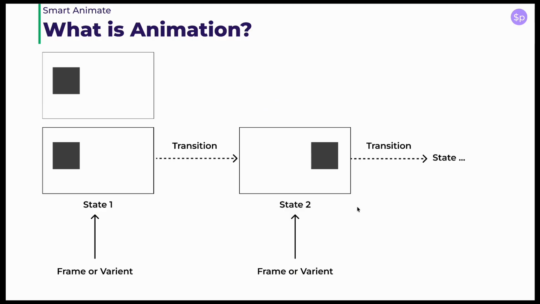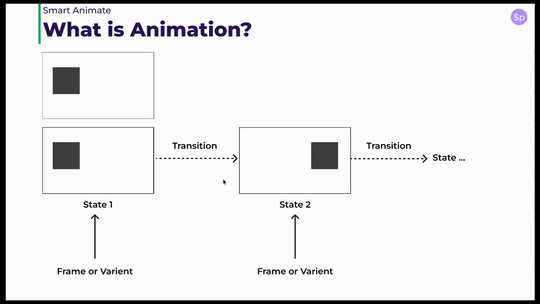Before we start, I would like to introduce a little bit about animation, what it is and how it works. In this example, you can see a very simple animation where a block is moving from one position to another. To define this animation, we define two states, the initial state and the final state. Then when we add Smart Animate, Figma will calculate how they move from one position to another when given a trigger. That is how it works.